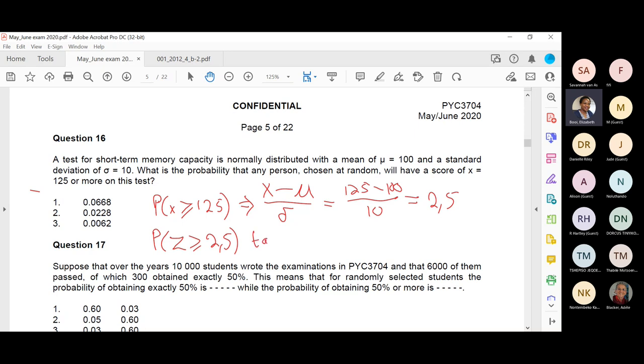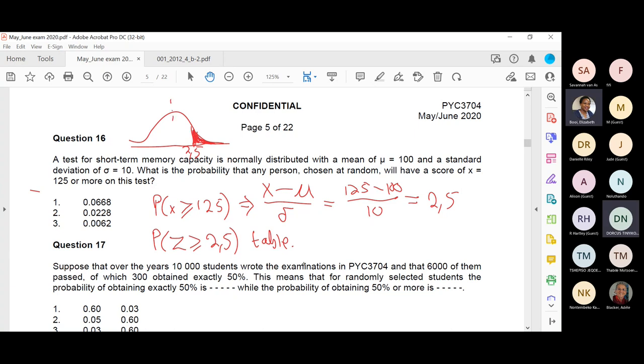Now, since we know that the probability of Z is greater than or equal to 2.5, we need to go to the table. Are we going to the bigger side or the smaller side? That is the one thing that you always need to remember. It says greater, not less. It means you have to go to the bigger side, because it says 125 or more on this test.